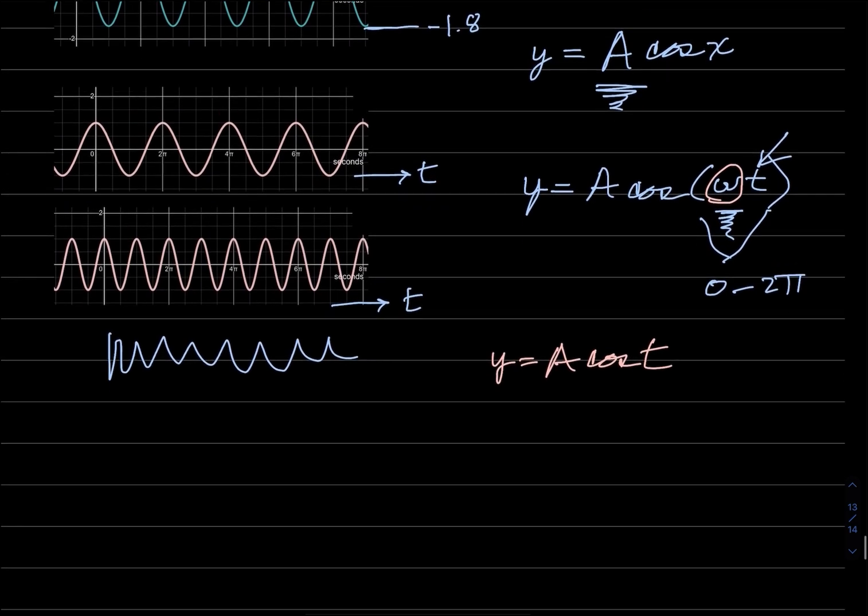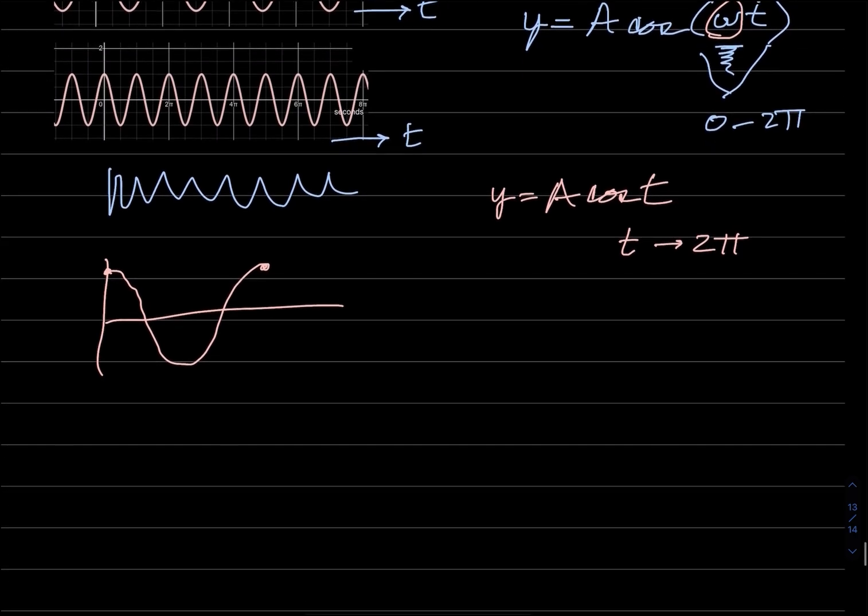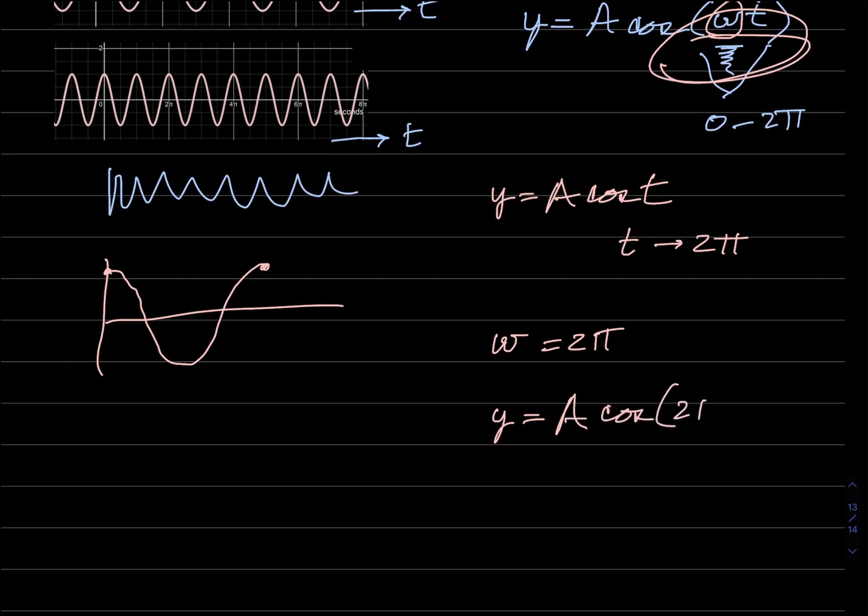And at time equals 0, the cosine will be 1, and time has to move from 0 to 2 pi seconds for the cosine to get down and all the way back up to 1 again. On the other hand, if omega in our equation up here equals 2 pi, then our equation is y equals A times cosine of 2 pi times time. And still, at time equals 0, the cosine is 1.